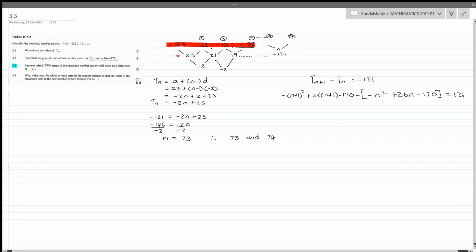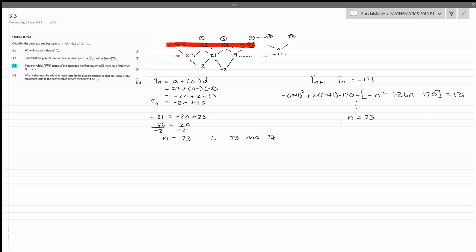Now this is a long and tedious problem, that's why I'll only leave it here. But if you were to simplify this, you would also end up with the same answer of n being 73. So it will be the 73rd position that will have a difference of minus 121. And then you can say therefore it will be between terms 73 and 74.